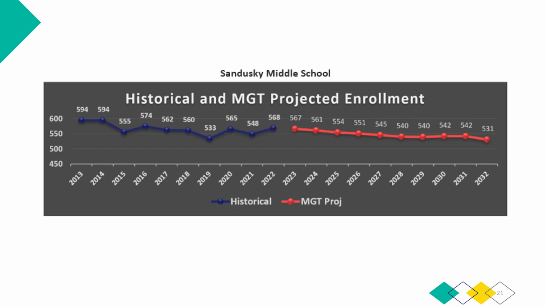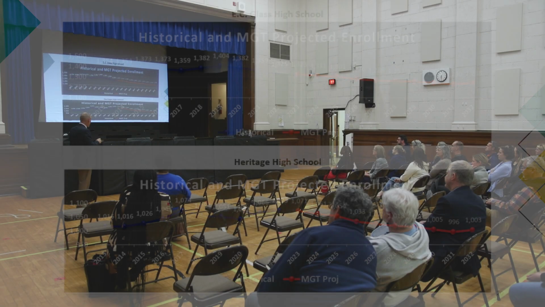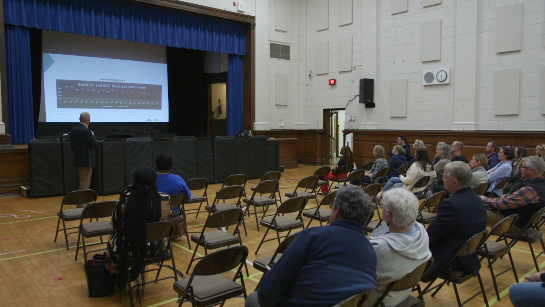All right, and then your two high schools here, EC Glass and Heritage High School. EC Glass runs about 300 kids more, 250 kids more than Heritage, and it kind of follows that line going forward, where Glass kind of stays in the 1300s as it trends downward. Again, not very dramatic if you look at terms of the entire building. And then I apologize. There is Sandusky Middle.